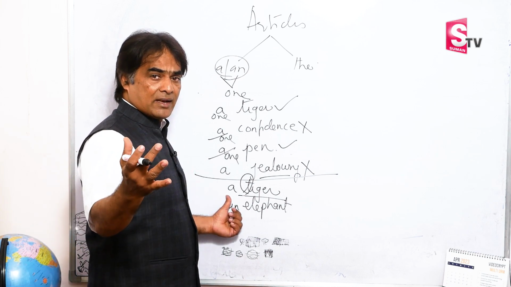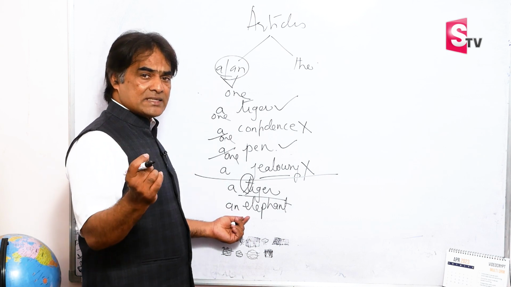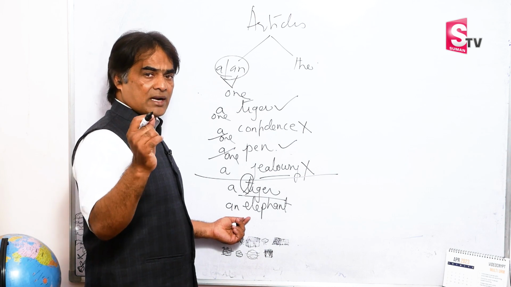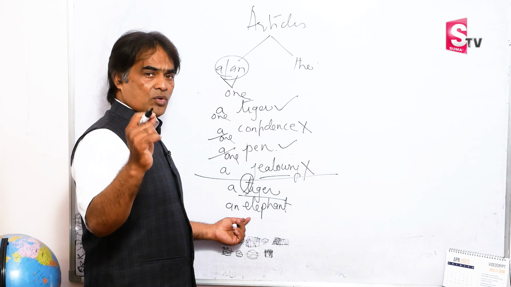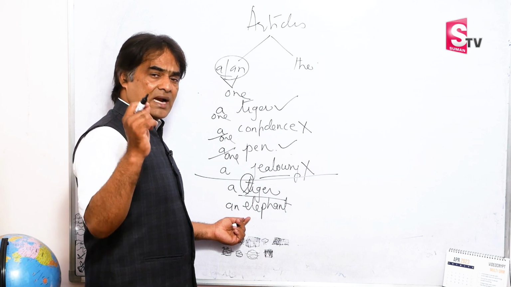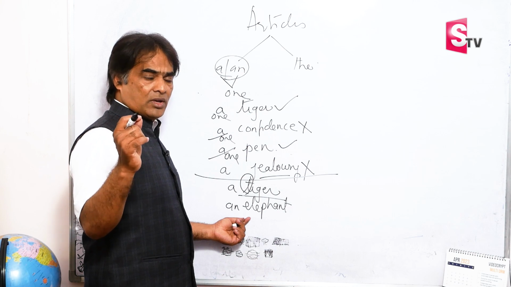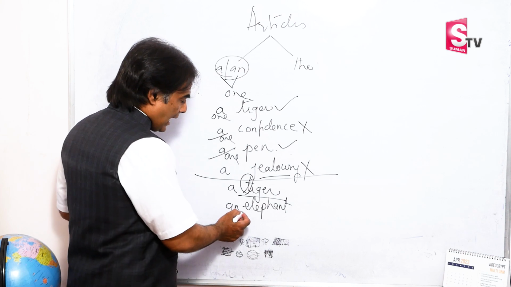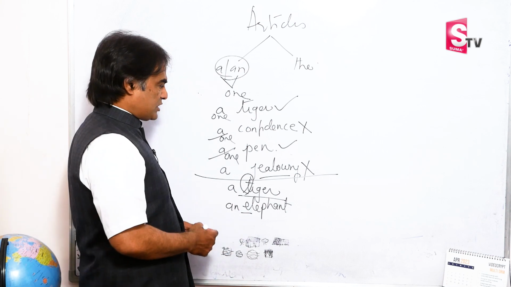When do we use an? When the next word starts with the sound of a vowel. It should start with the sound of either A, E, I, O, U. If it starts with the sound of either A, E, I, O, U, we have to always use an. Example, an elephant. Let's take two more examples.